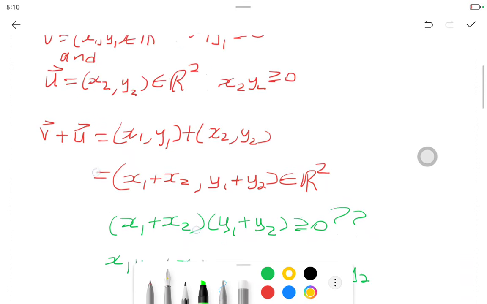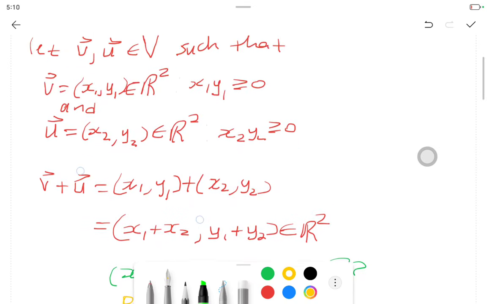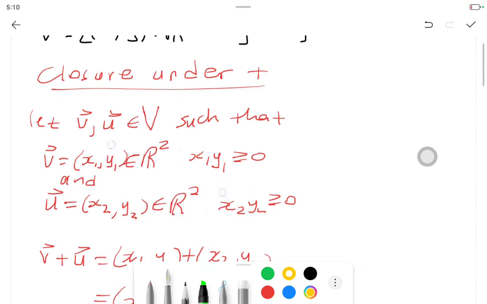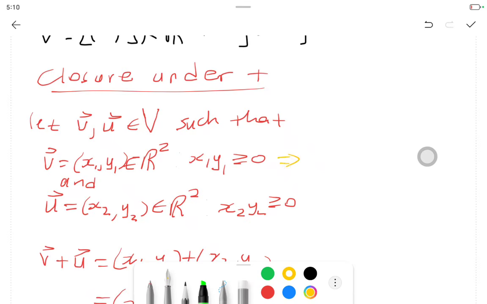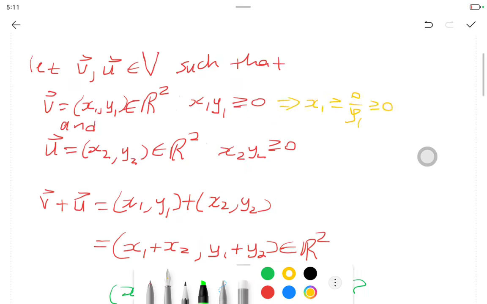And we know that x1 y1, which is this one, is greater than or equal to 0. x2 y2, which is this one, is greater than or equal to 0. What about these ones? Someone would say that I could say x1 is greater than or equal to 0 over y1, which is greater than or equal to 0. You see right now? So someone would say that if I plug that here, this would be 0 plus x1 y2 plus x2 y1. So I'm trying to show all possibilities, right? And then now we try to find this one.